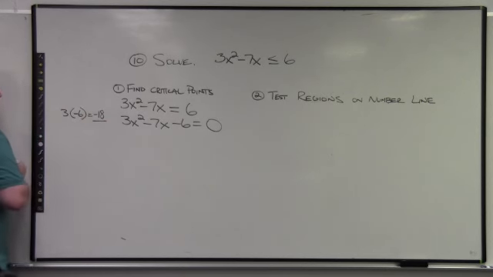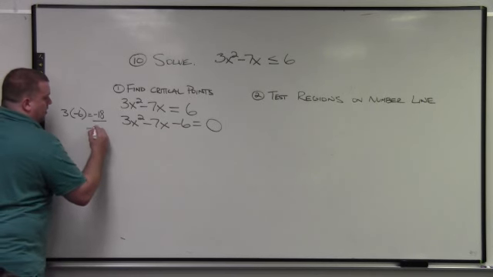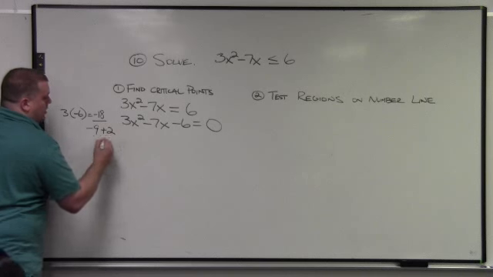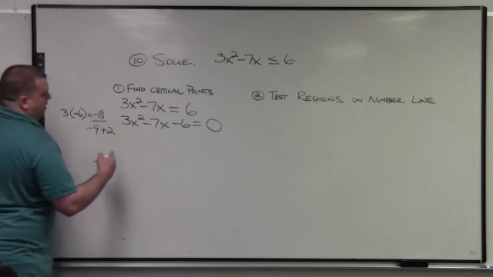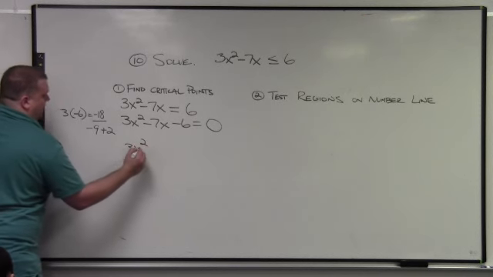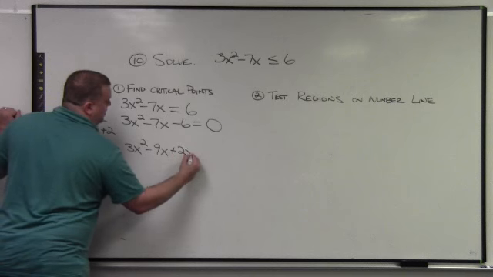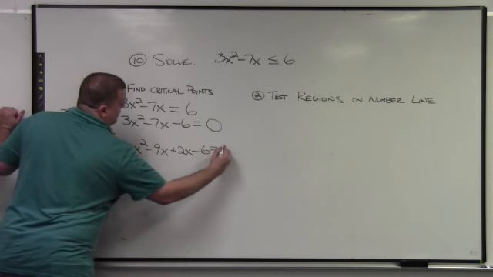Any two values that give me negative 18 that will add up to negative 7. Negative 9 plus 2. Negative 9 and positive 2. That'll add up to a negative 7. So let's factor it. 3x squared minus 9x plus 2x minus 6 equals 0.